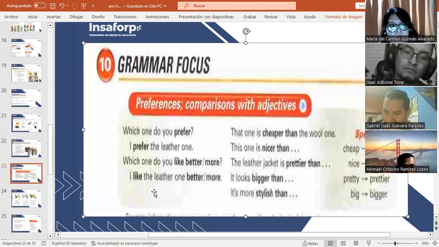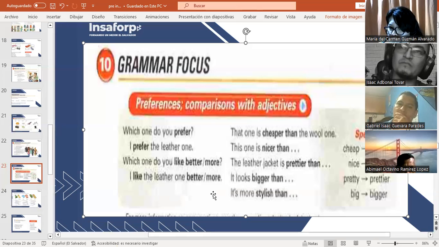Okay. O sea, literalmente en español, la de cuero me gusta mejor o la de cuero me gusta más. Bueno, así. But that is Spanish. We have to understand it in English, okay? I like the leather one better. In Spanish, no tiene sentido traducir eso literalmente.